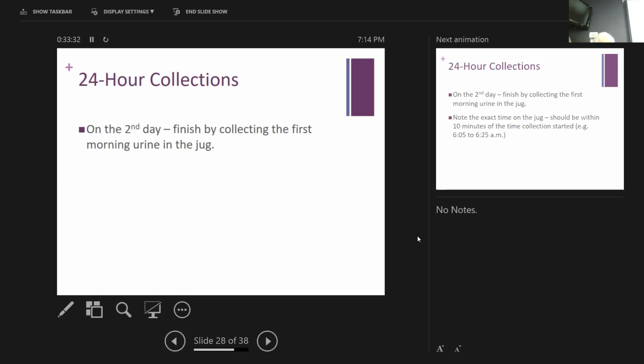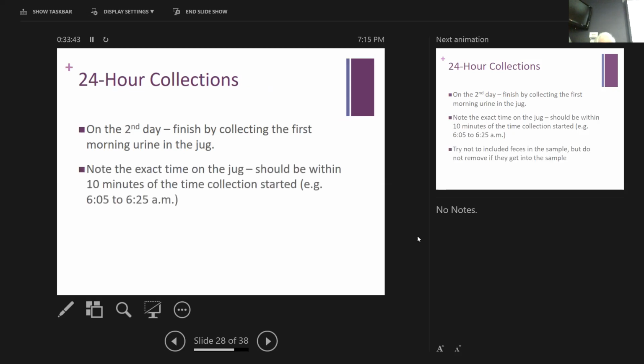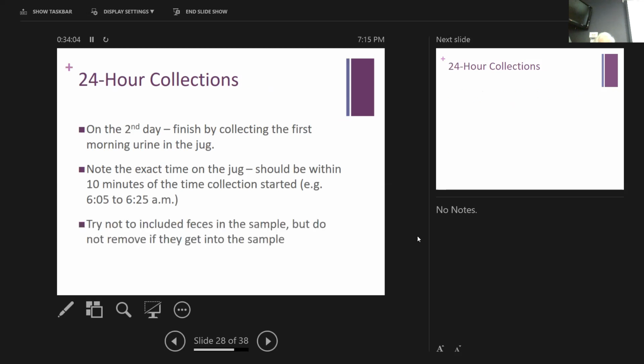Then the next morning, you want to finish by collecting that first morning urine in the jug, and note the exact time. What you want is within 10 minutes of the start time on the first day. It can be 10 minutes earlier or 10 minutes later, but it can't be like you actually voided at 6:15 and you write down 6:40. You're not supposed to do that.